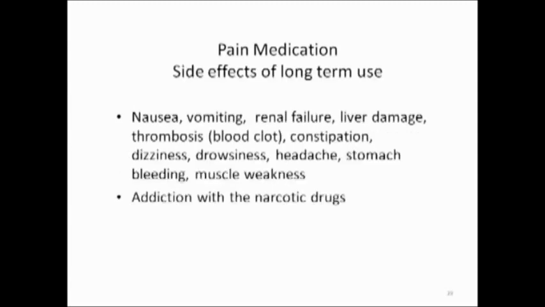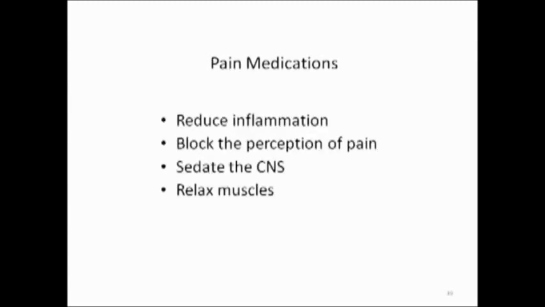Side effects of long-term use of pain medication may include nausea, vomiting, renal failure, liver damage, blood clot, constipation, dizziness, drowsiness, headache, stomach bleeding, muscle weakness, and addiction with narcotic drugs. The therapeutic effects of pain medication can be summarized as reducing inflammation, blocking the perception of pain, sedating the central nervous system, and relaxing muscles.